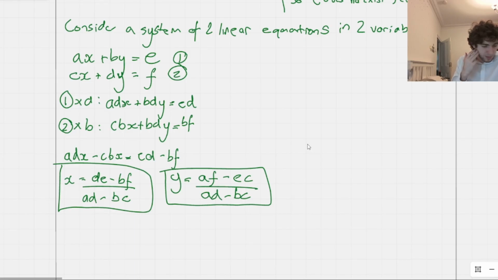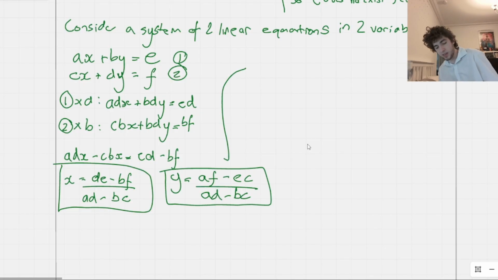I'll get back to that. I'll answer that question in a second. But the first thing that I want to highlight is what is going to happen in this specific case, because we have a fraction here. There's one case where fractions are problematic, and that's when the denominator is 0. So if ad minus bc is equal to 0, then what happens, right?